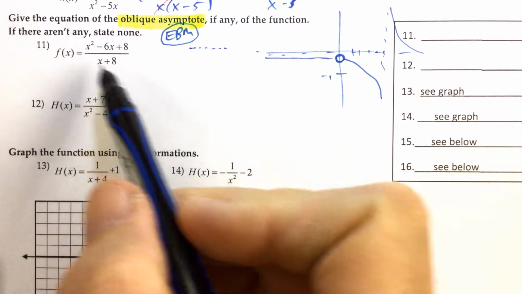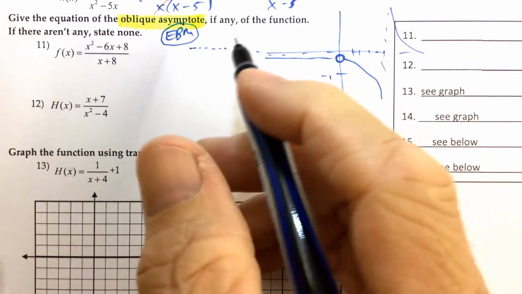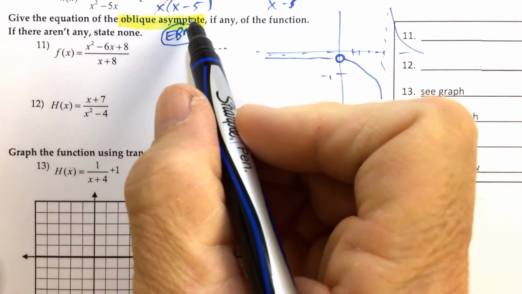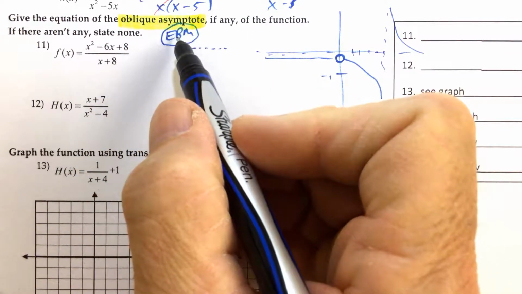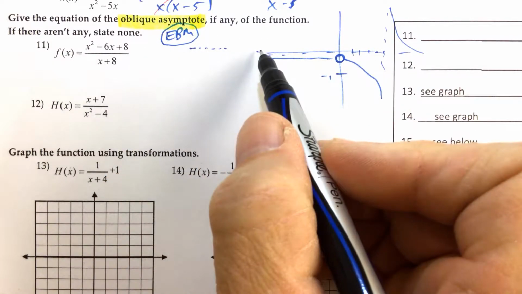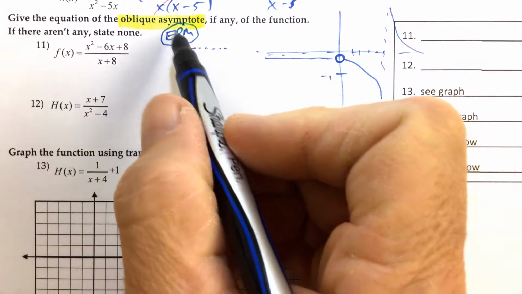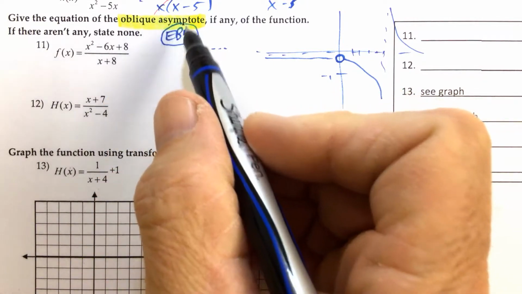So for numbers 11 and 12, we're supposed to figure out what the equation of the oblique asymptote would be. Instead of thinking of it really as an oblique asymptote, think of it as a diagonal end behavior model. We have horizontal end behavior models, and we call those horizontal asymptotes. But if we have a diagonal end behavior model, we call it an oblique asymptote.